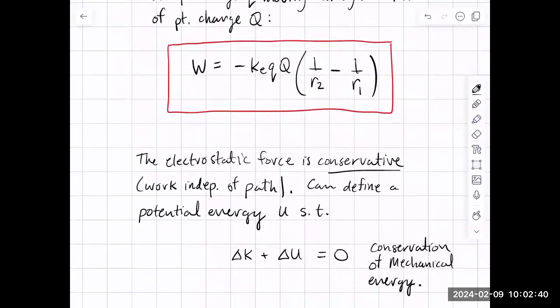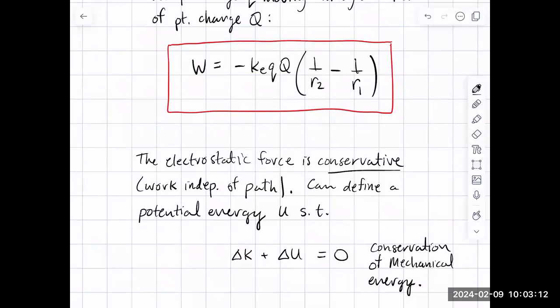One thing we said right at the end of Monday's class was that when the work done by a force is independent of path, we give that a special name. It's called a conservative force. The reason it's called a conservative force is because we can then define a potential energy associated with that force such that the sum of the potential and kinetic energy would always be constant.